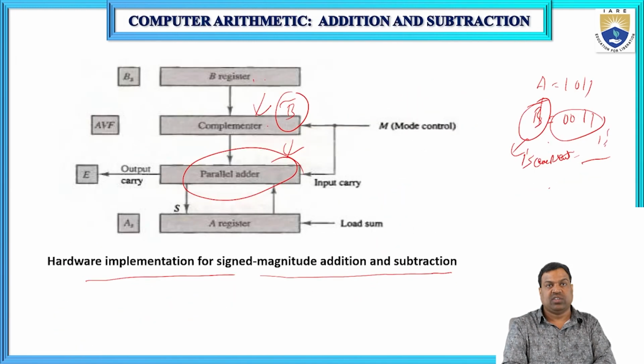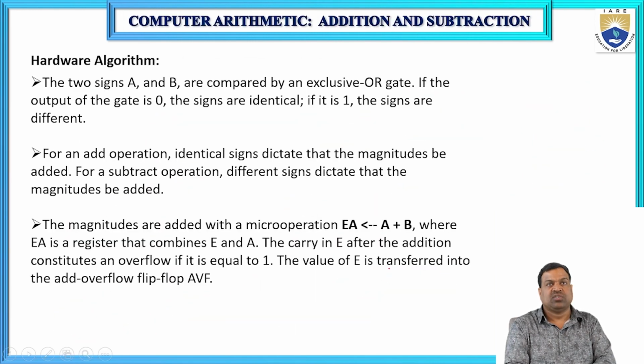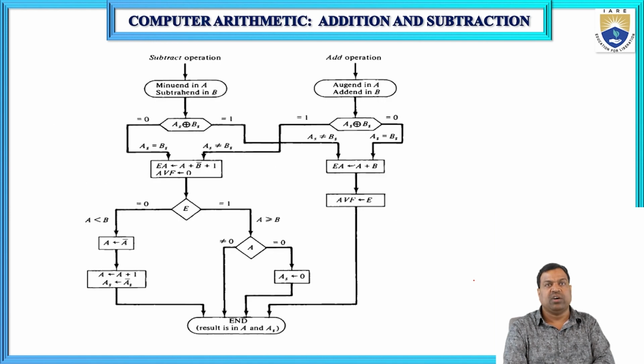This is a flowchart of the hardware implementation of signed magnitude addition and subtraction. In the hardware algorithm, the two signs of A and B are compared by an exclusive OR gate. If the output of the gate is 0, the signs are identical, and for the add operation, identical signs mean the magnitudes are added with the micro operation EA gets A plus B. EA is the effective address, and the resultant value will be stored in the effective address.